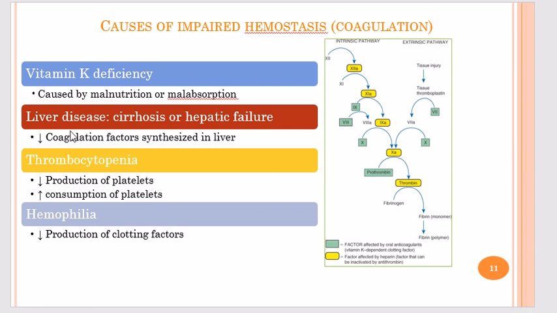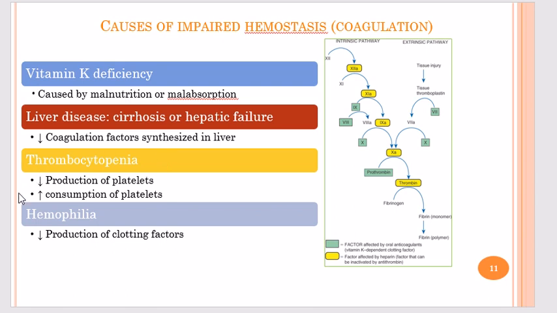Liver disease, the liver produces clotting factors, as you know. Liver disease can oftentimes be caused by cirrhosis, but can also be caused by any form of hepatic cell failure. Those are examples. And so when we have liver disease, we have a reduction in the synthesis of coagulation factors, and so we have an inability to control blood loss, and we lose the ability to properly clot.